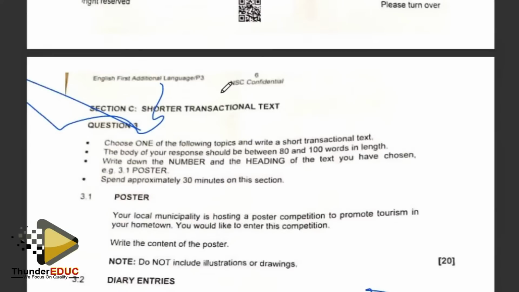They are telling us that we must choose one of the following topics and write a short transactional text. The body of your response should be between 80 and 100 words in length. Write down the number and the heading of the text that you have chosen, e.g. 3.1 poster. All right, so the poster is the first one that we have been given there. Let's see what we are supposed to do with the poster.